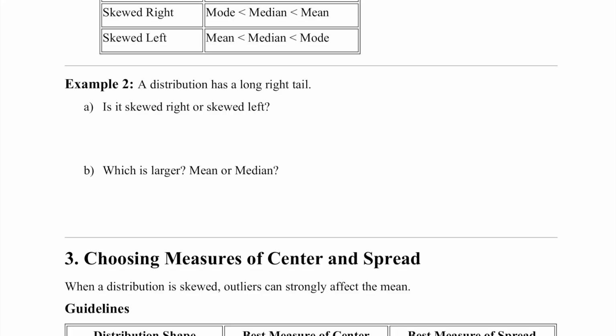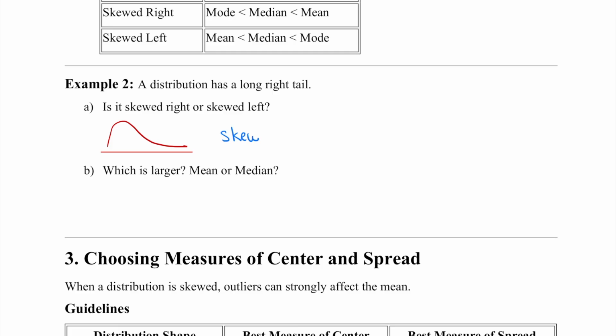Example 2. A distribution has a long right tail. Is it skew right or skew left? This is what a distribution with a long right tail looks like. Since the tail points right, this is skew right.